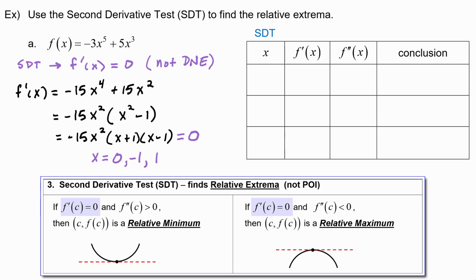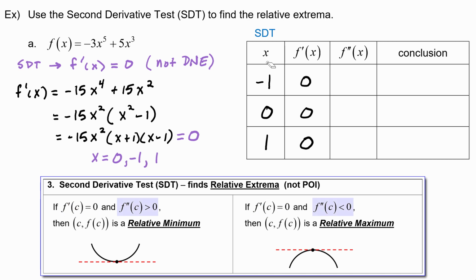So what we will do now is put those values into a chart. So our x values are negative 1, 0, and 1, and we know the value of the derivative at each of those x values is 0. So we have 3 values for c in this case when we talk about f prime of c has to equal 0. We know the derivative is 0 at all 3 of those x values.